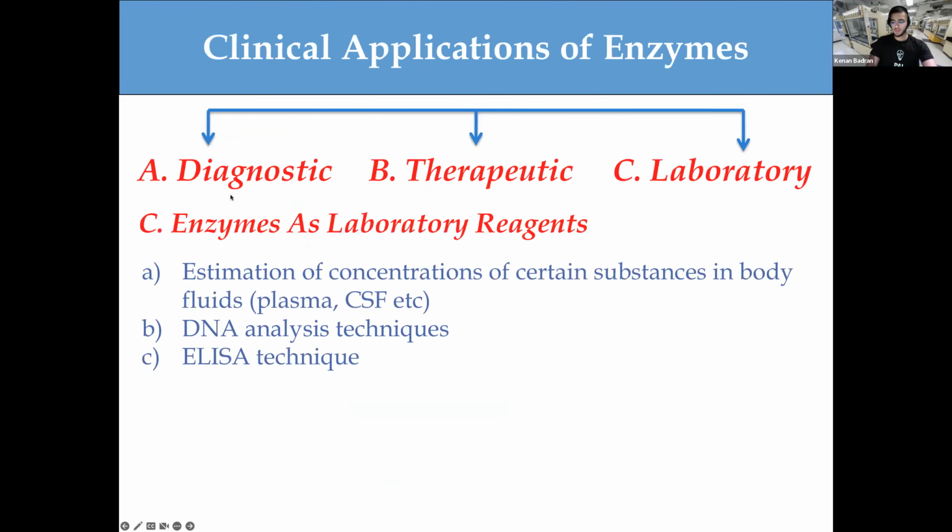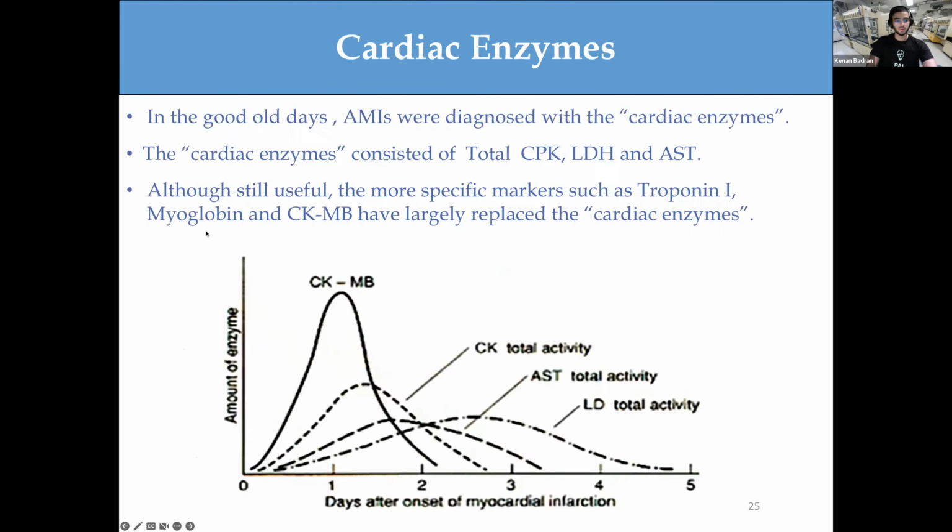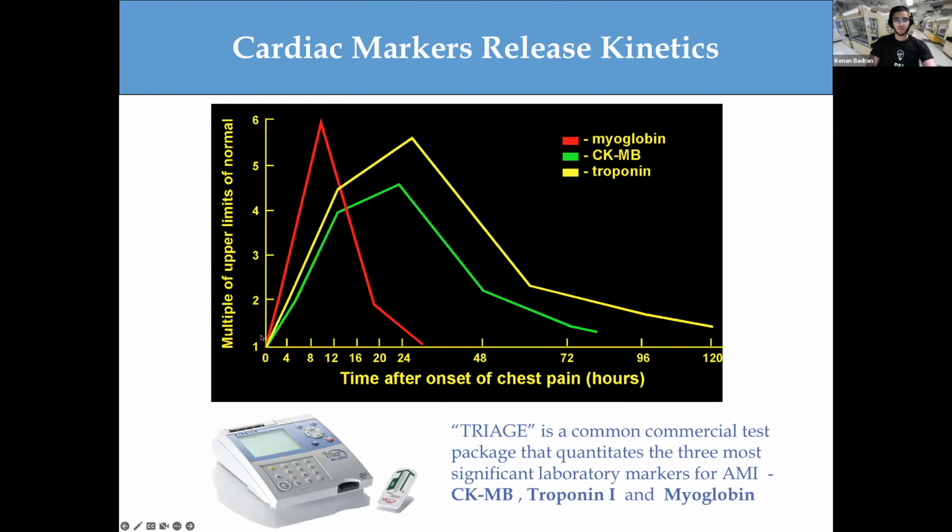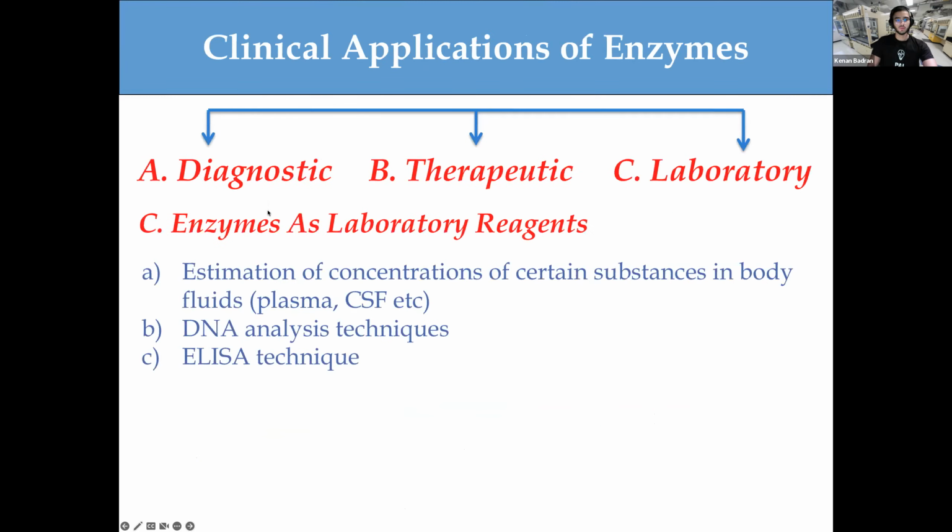Because if you look at the table here, look at the graph. The first thing to respond is myoglobin. The rest will shortly follow. So in a short period of time, if someone comes in, it's myoglobin that will increase first.